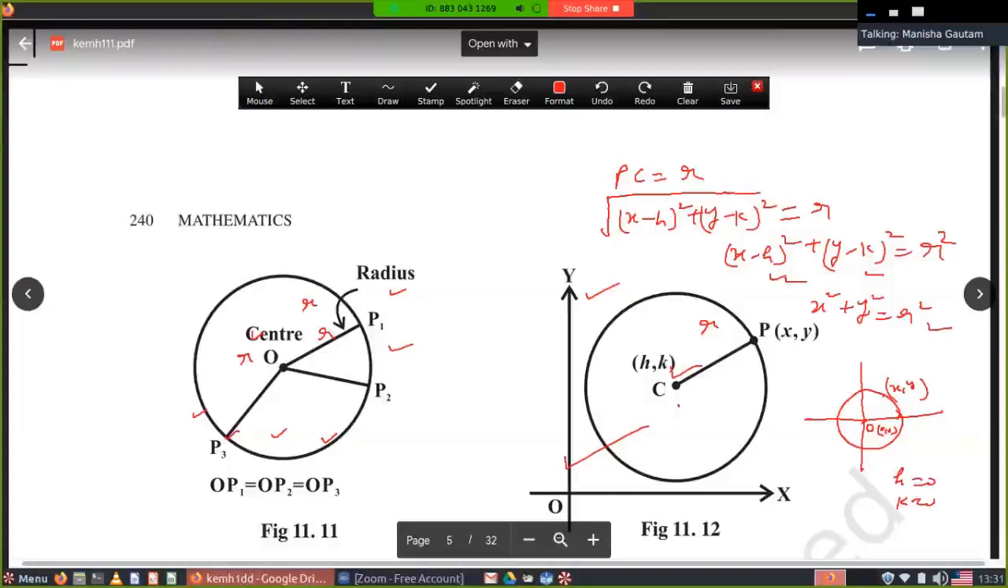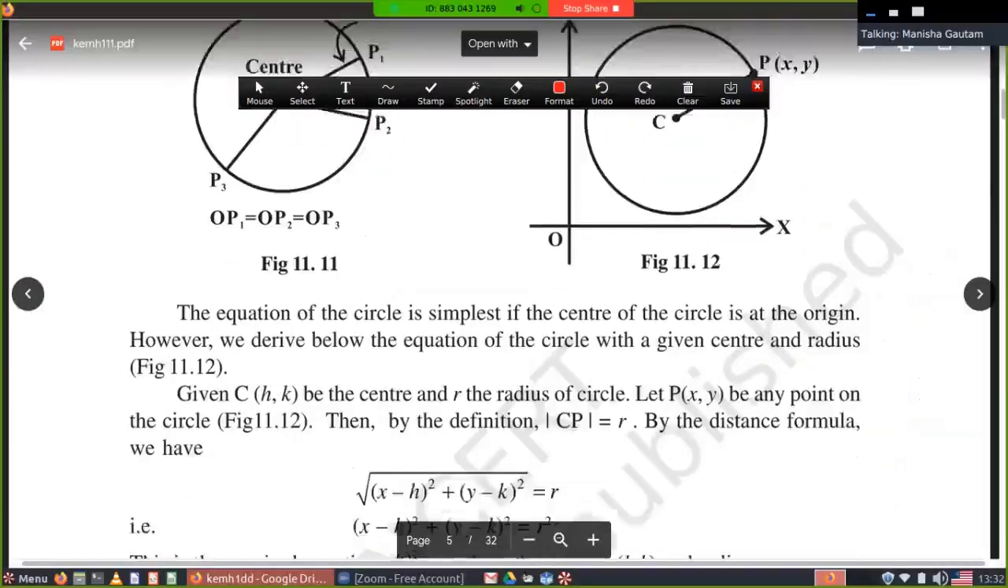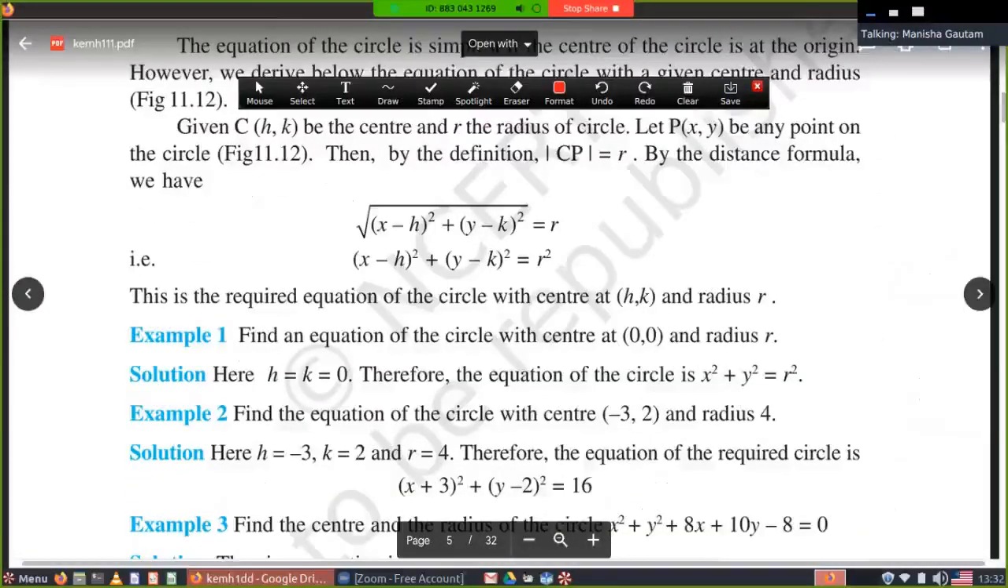If a center (h, k) is given to you, then the equation of the circle is (x minus h) whole squared plus (y minus k) whole squared is equal to R squared. Okay. Now here are a few examples of this exercise. Let's do these examples. Here is the first example. As I told you, when h and k are 0, 0, the equation of the circle will be x squared plus y squared equals R squared. If the center is (minus 3, 2) and the radius is 4, here you know that the equation of the circle is this one.